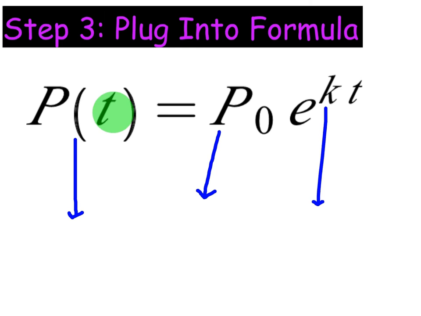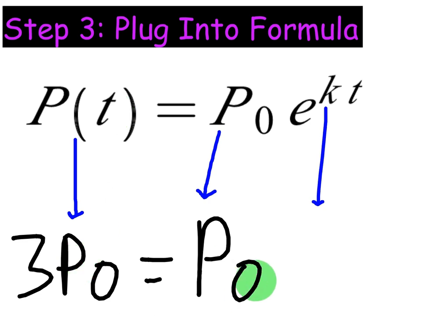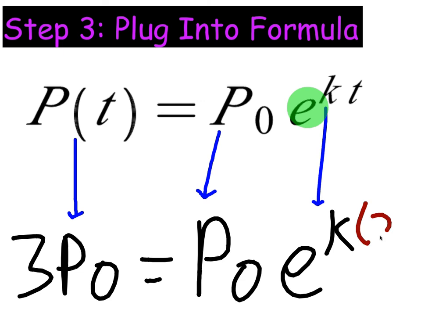So P of t is going to be replaced with 3 times P naught, since it triples. P naught we do not know, but that's okay. You can see that there's a P naught on the left and the P initial population on the right, so they're going to cancel each other out, times e to the kt. Now we don't know k, but we just said that t was 25 because it tripled after 25 years.